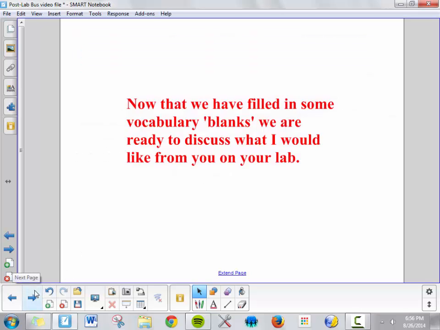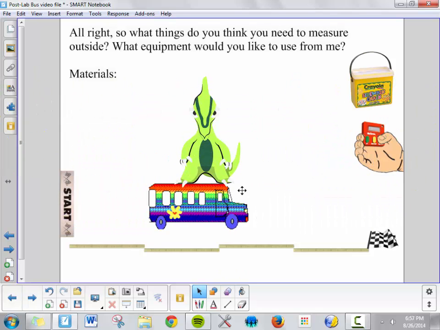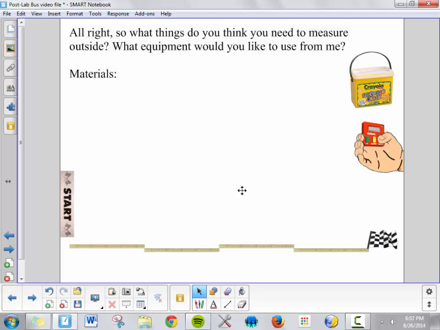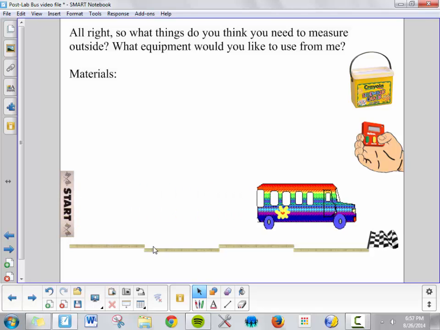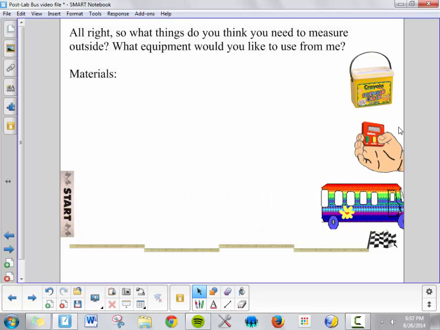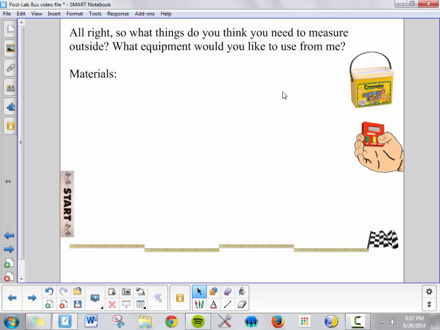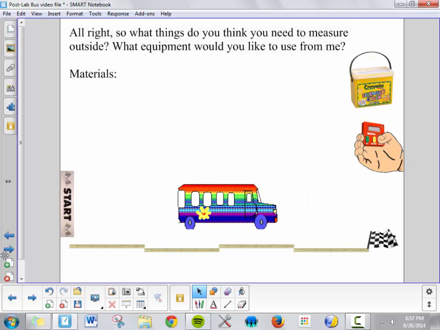So let's talk about the lab. In the first part, you were supposed to determine what materials were needed to actually go ahead and take these measurements. Of course, you all decided eventually that you would need a meter stick and a timer. Hopefully, your physics instructor also provided some sort of sidewalk chalk to go ahead and take these measurements.